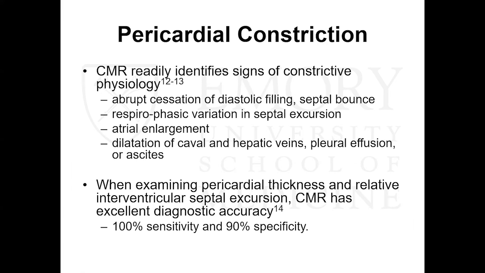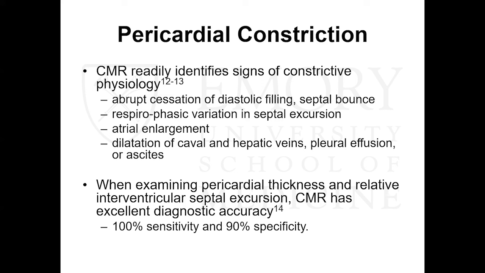So one of the beauties of cardiac MR in pericardial constriction is that it readily identifies the signs of constrictive physiology. We can find abrupt cessation of diastolic filling. We can see the septal bounce. We can see the variation in septal excursion throughout the respiratory cycle, atrial enlargement, and then our non-cardiac findings of constrictive pericarditis, including dilation of caval and hepatic veins, pleural effusion, and ascites.